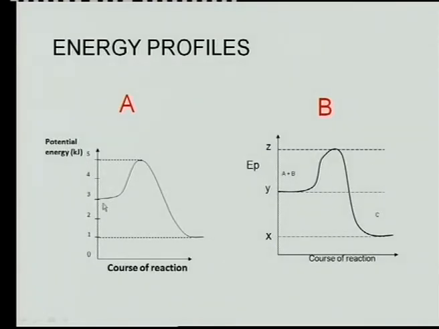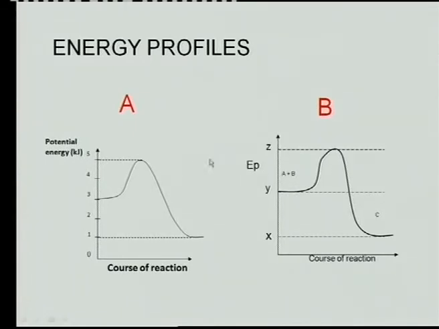Then I ask you another question. What is delta H, or the heat of reaction? What is the heat of reaction in this graph? How do you do it? Products minus reactants. So it's 1 minus 3 gives you minus 2. What is the unit? Kilojoules.